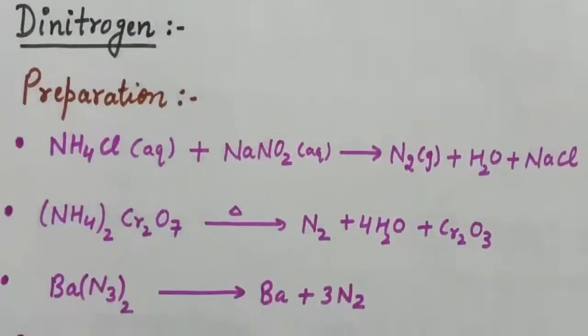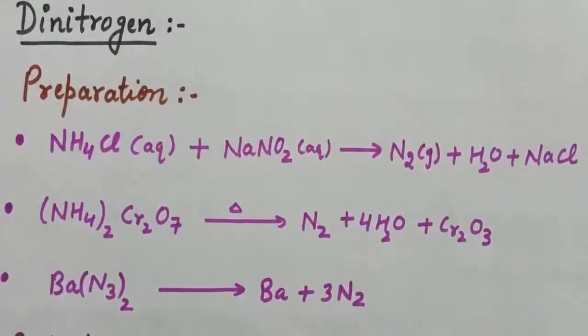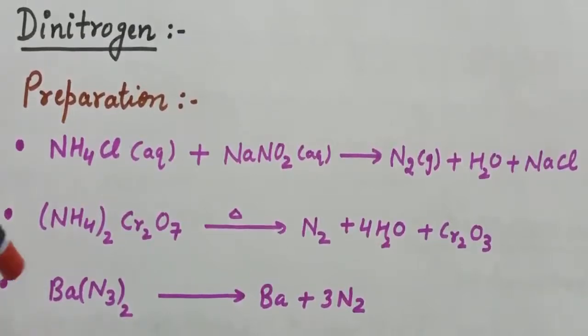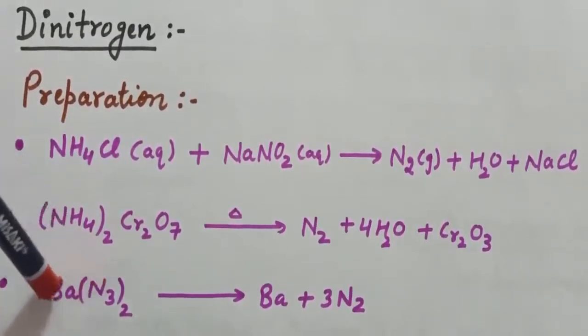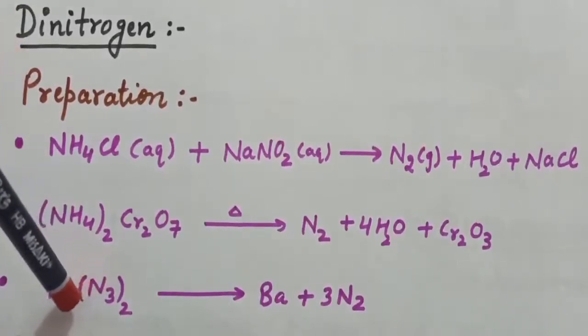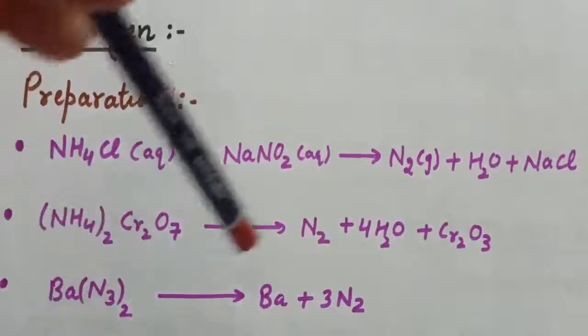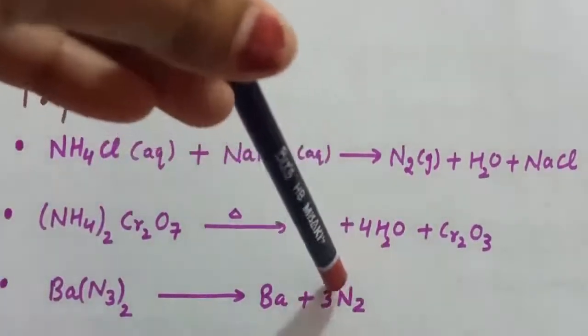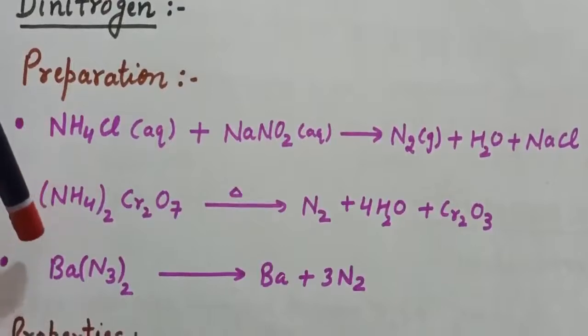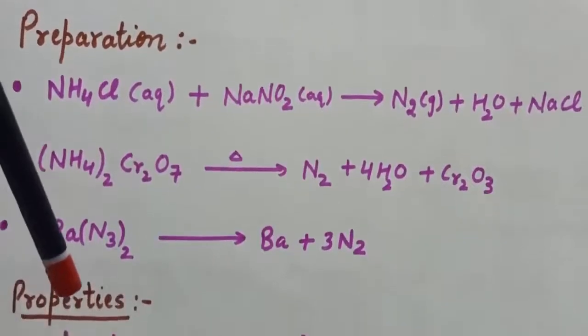Third is, we can also prepare dinitrogen by thermal decomposition of barium azide. This is the formula of barium azide. So when we heat this barium azide, again here we are getting our dinitrogen. So these are the three preparation methods for the dinitrogen. Next is properties of dinitrogen.